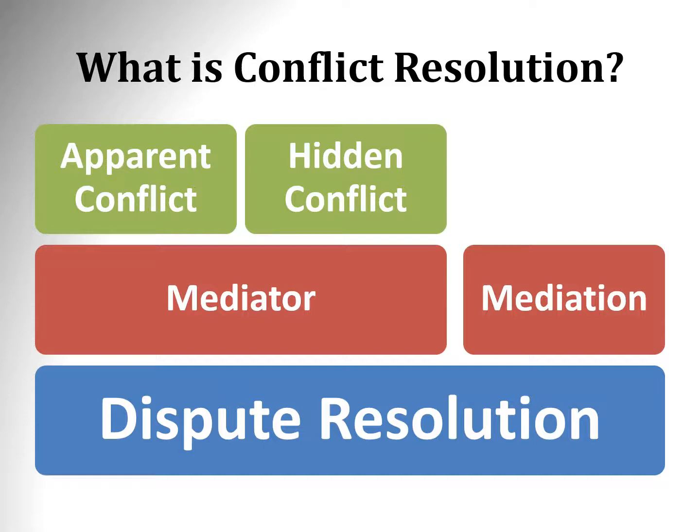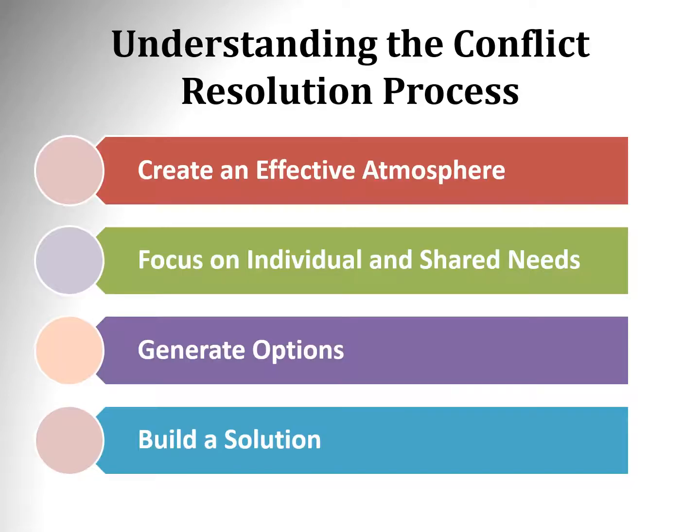An apparent conflict is a situation where the conflict's in the open. And a hidden conflict is obviously a situation where the conflict's not in the open. A mediator is an impartial person who conducts a process to resolve differences, and these people are usually outside of your organisation. A mediation is the process that resolves the differences, and like I said, conducted by an impartial third party. Dispute resolution is the name given to any process aimed at resolving differences between 2 parties. Conflict can come in many forms, obviously, and our process is going to help you in any situation.